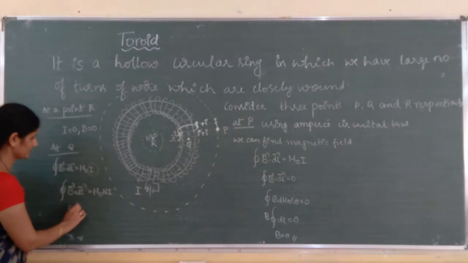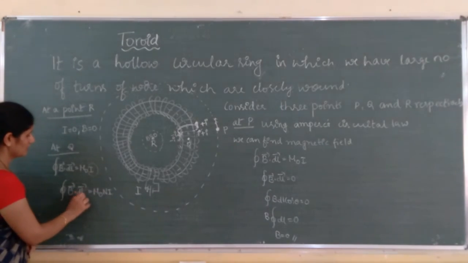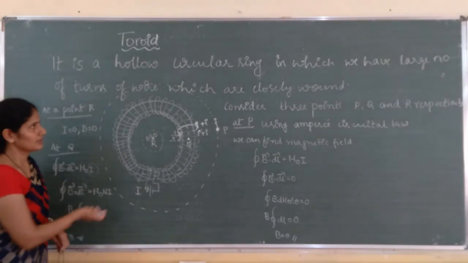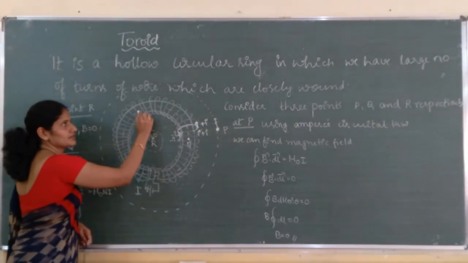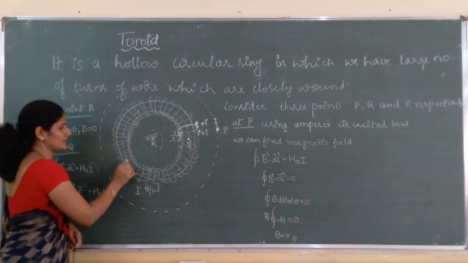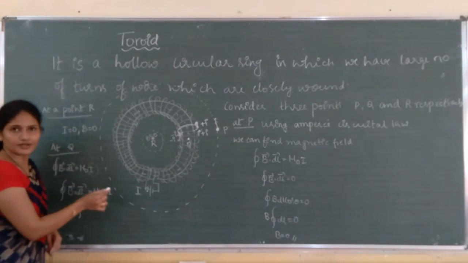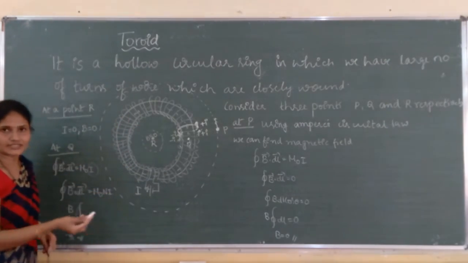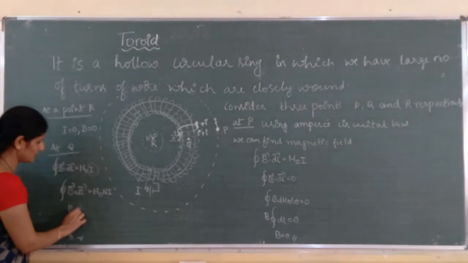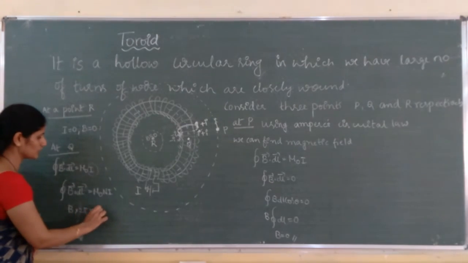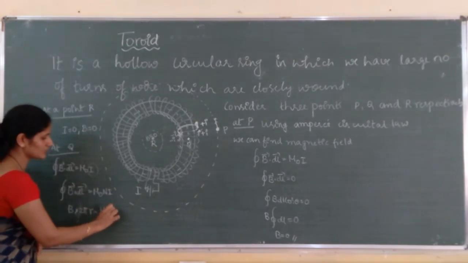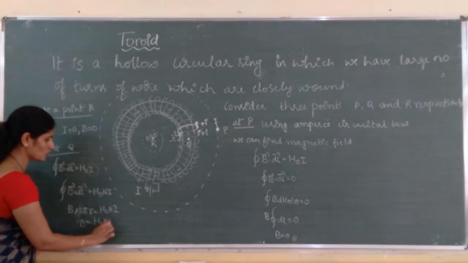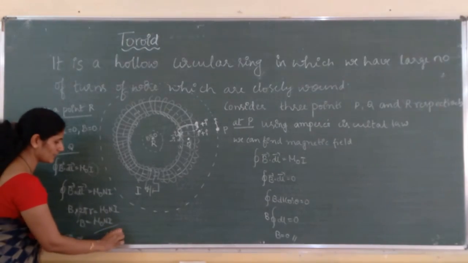So, B into the integration of dl, theta is 0, dl is the line element. On integrating all the line elements, we get this circular ring. Therefore, the total length is nothing but the circumference of the circle. So, B into 2 pi r is equal to mu naught N into I, or B is equal to mu naught N into I divided by 2 pi r.